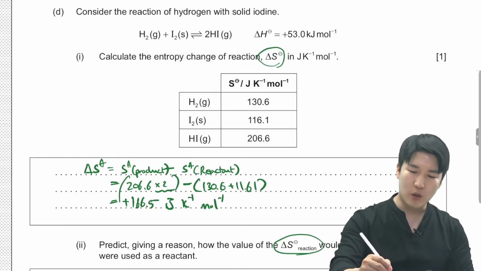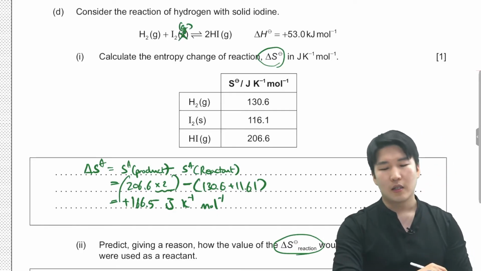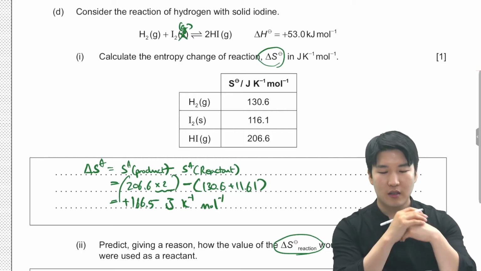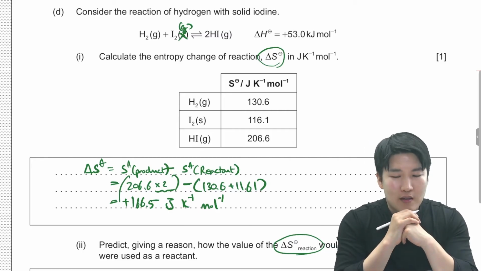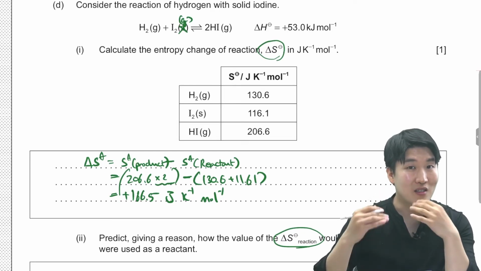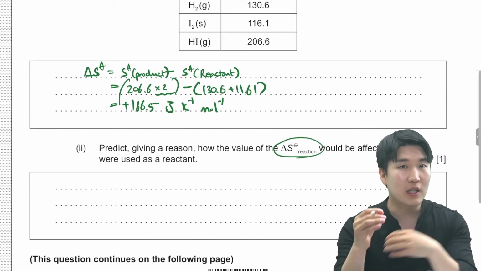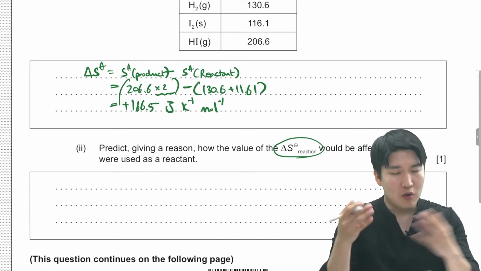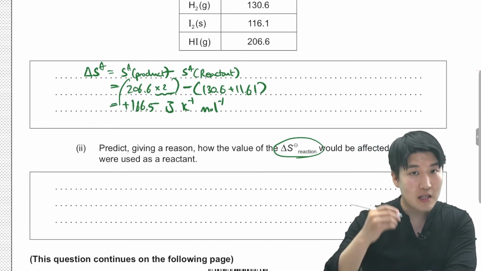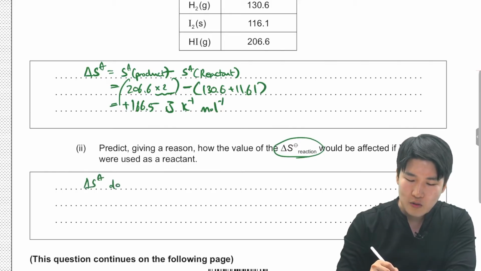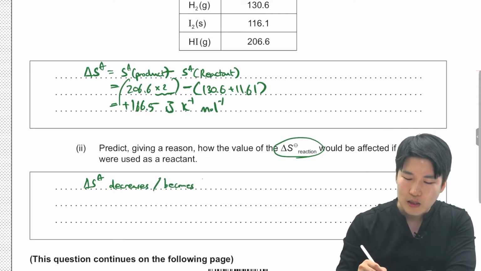But what if we introduce gaseous iodine so that in both reactant and products, we start off with 2 moles of gas and end up with 2 moles of gas? There isn't going to be as much increase in the disorder. Therefore, entropy value will get less positive. It might actually become near 0, but we don't know for sure. But what we can say for sure is that delta S value decreases or becomes less positive.